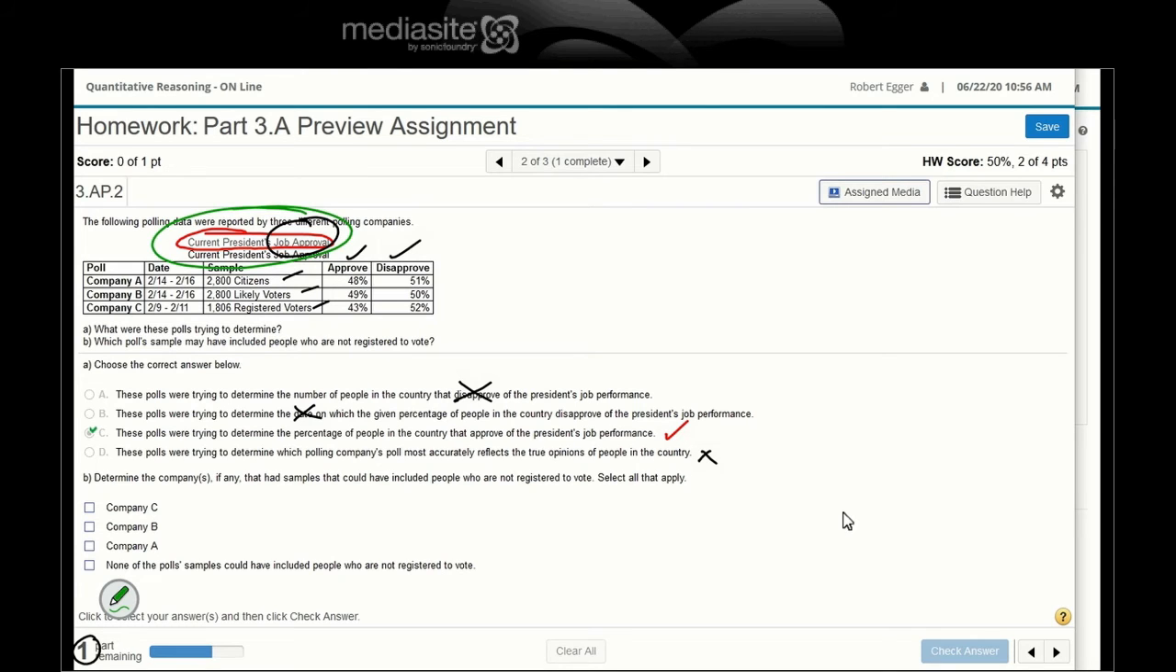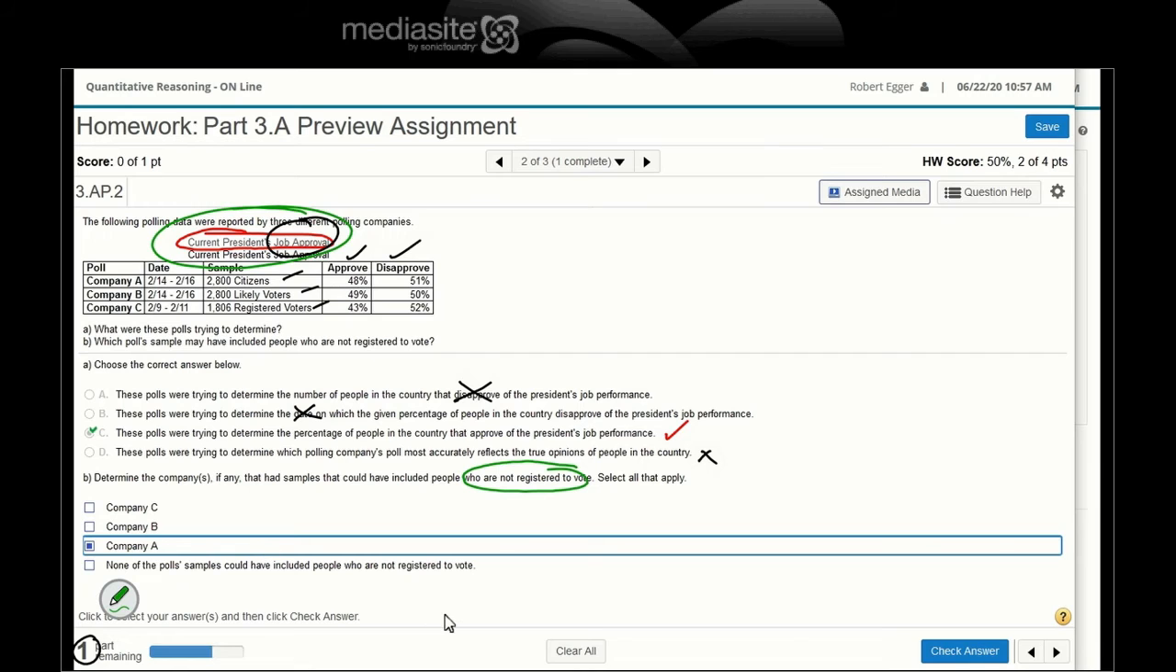Determine the company or companies, if any, that had samples that could have included people who are not registered to vote. Now, it's very similar to what we did in the tutorial lecture. A, just citizens in general, born and naturalized. B is likely voters. To be a voter, you got to be registered. And of course, registered voters. So by logic, it has to be A.